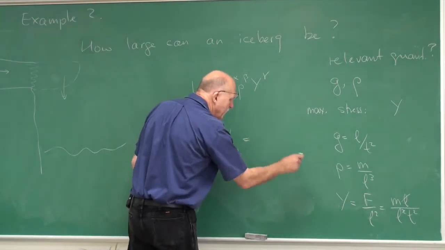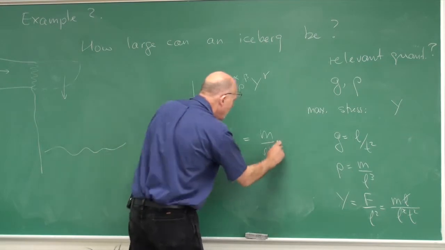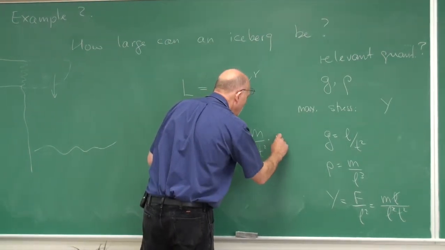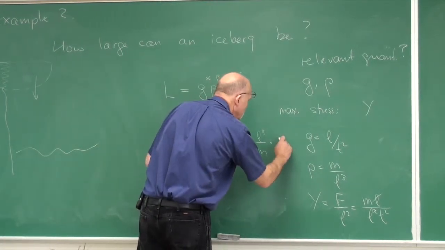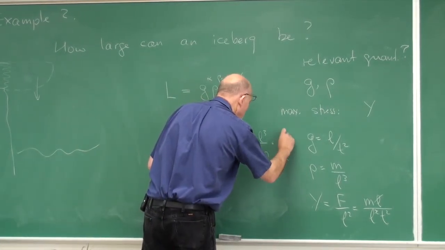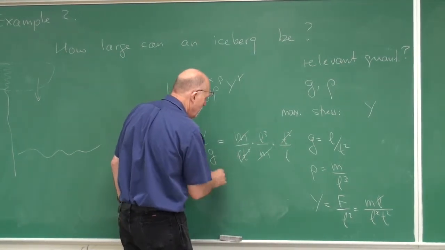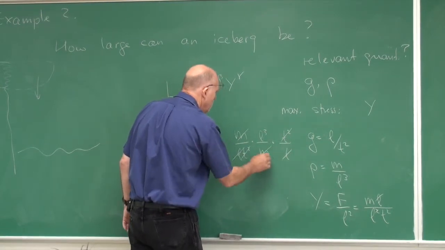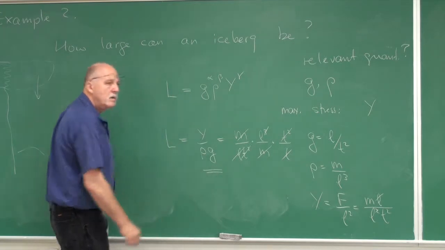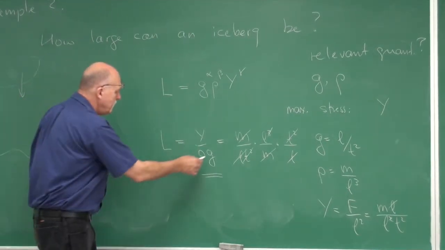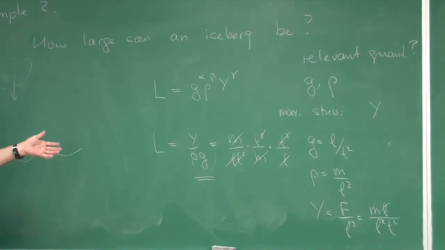So I just write everything out. We have M L T squared, that's Y. And then we have 1 over rho, which is L cubed over M. And then we have G, which is L over T squared. So these guys go, these guys go, these guys go. So it works. These are the relevant quantities. This is how you have to combine them to get something in the units of length.